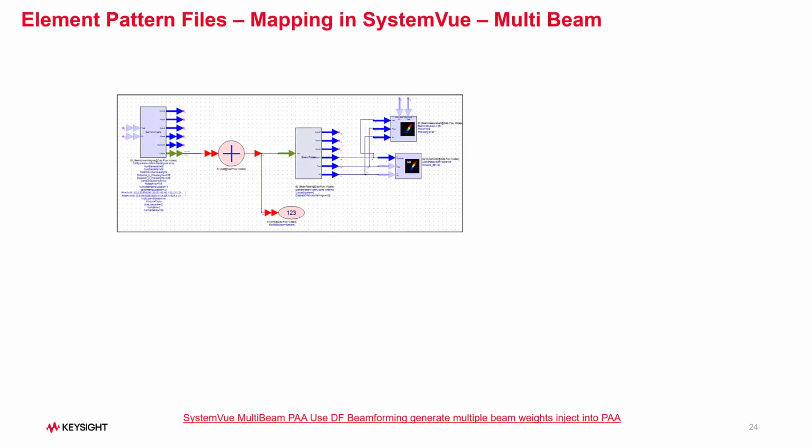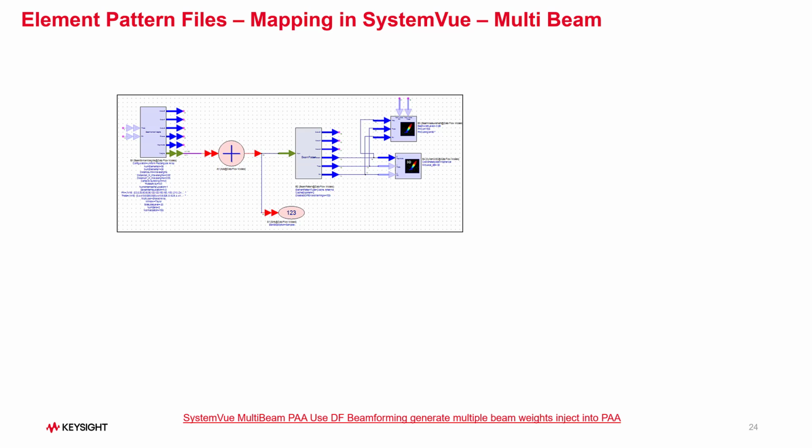As we all know, SystemVue has two environments. One is the frequency domain, the other one is the time domain. In the frequency domain, we call it phased array analysis, for designing phased arrays. In the time domain, we call it beamforming. So in the frequency domain, we cannot input multiple angles into the phase shifter and ask the simulator to produce multiple beams. So how are we going to produce the multiple beams in the frequency domain?